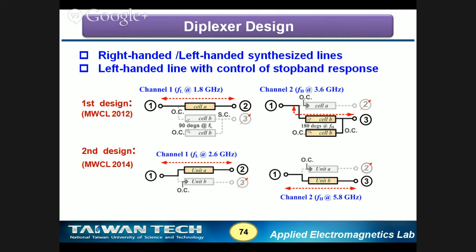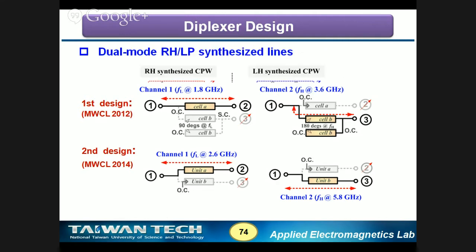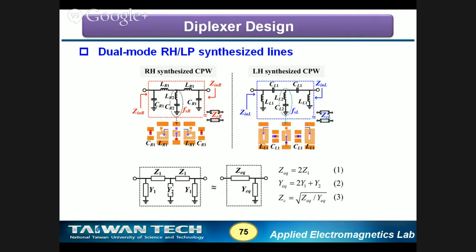In the stop band, we must create a transmission zero. In addition to the transmission zero, it must be open circuit. It must be open circuit. This is always to keep in mind. At some frequency, I must make the circuit be open circuit. This is our circuit topology, and it is realized.